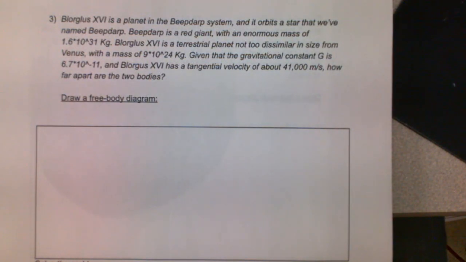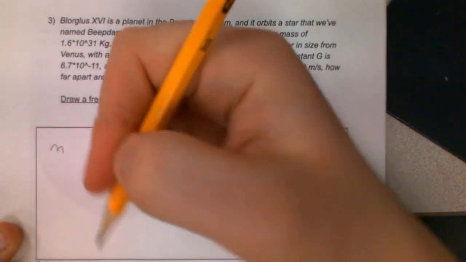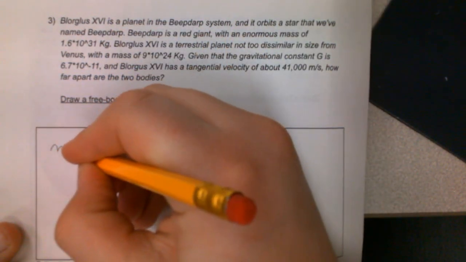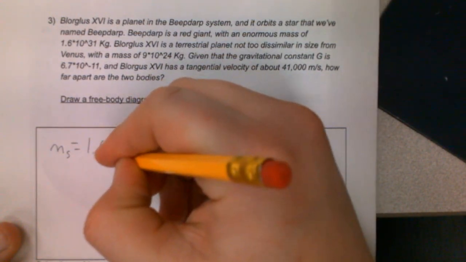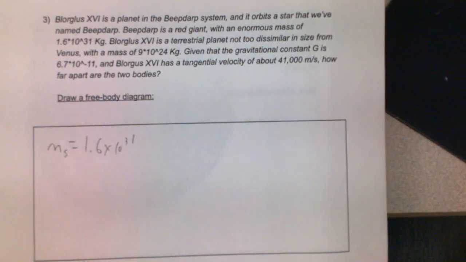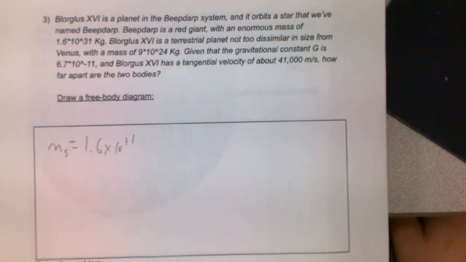We've got, in this problem, Blorgus 16, a planet in the Beep Darp system. Both of these are names I made up, as you can probably tell by them being stupid. So the Beep Darp system's named after a star called Beep Darp, obviously. Beep Darp is a red giant with an enormous mass of 1.6 times 10 to the 31st kilograms. So the mass of our star, I'm going to call this MS for the mass of our star, is 1.6 times 10 to the 31st kilograms. Big number. That's a 1-6 with 30 zeros after it.